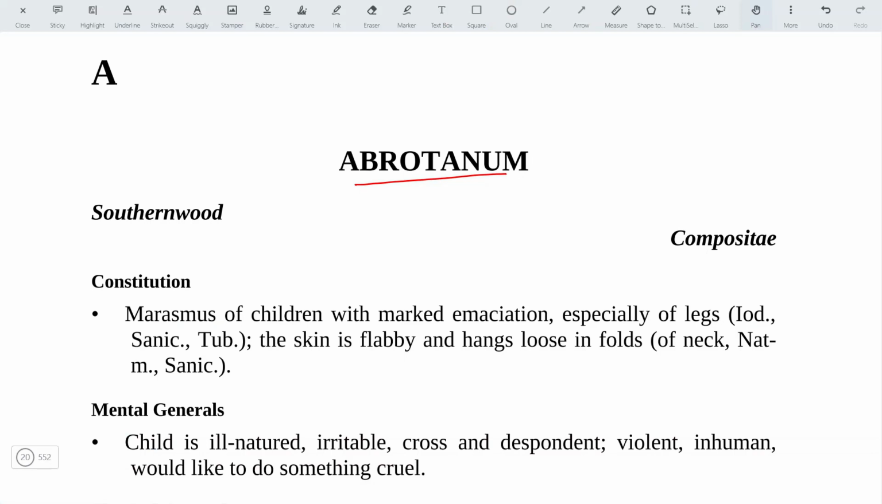Hello everyone. The drug we are going to discuss today is Abrotanum. The common name of Abrotanum is Southernwood, and it belongs to the Compositae family. Let's see what it's all about.